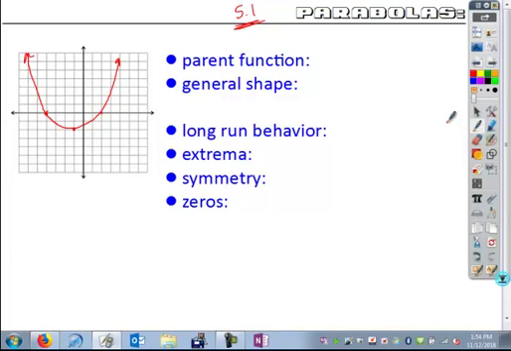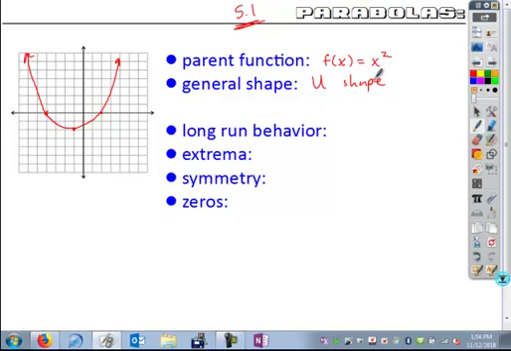So if you take a look at the sketch of a parabola, which is the graph of a quadratic function, a couple of things to keep in mind. The parent function is just x squared. It's a second degree quadratic function. And the general shape is going to be this U shape.